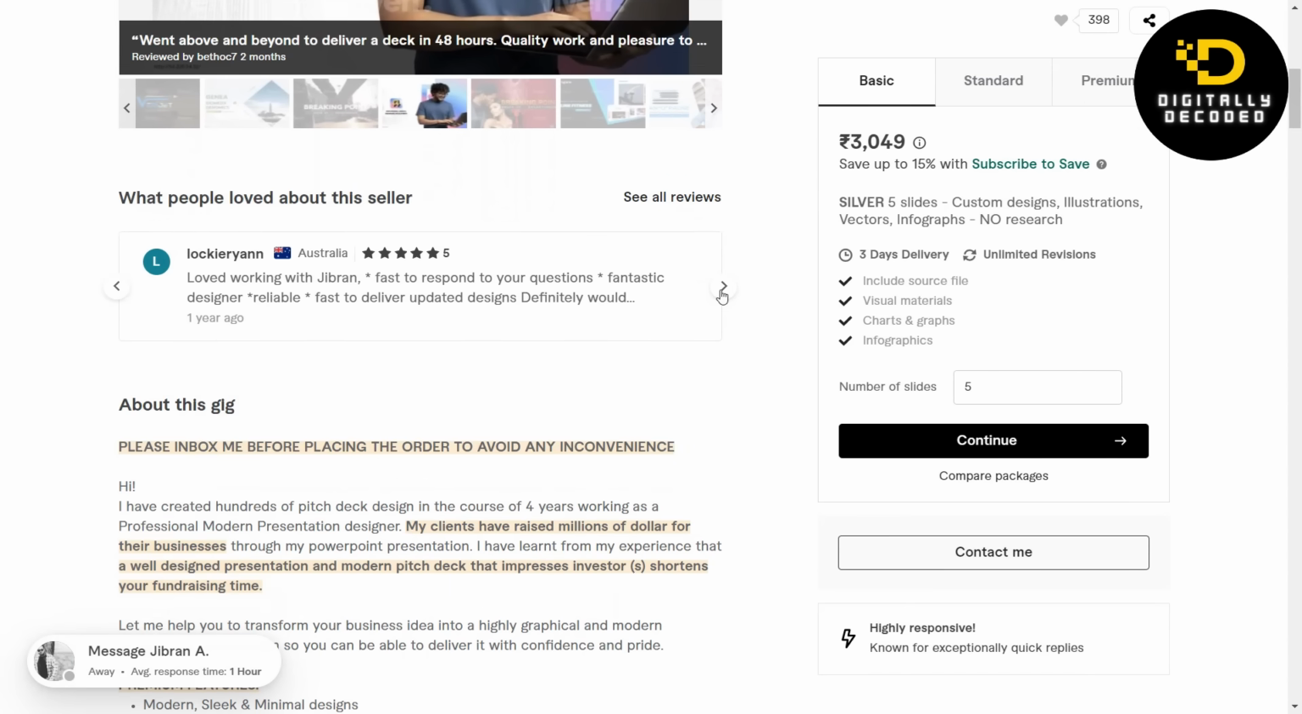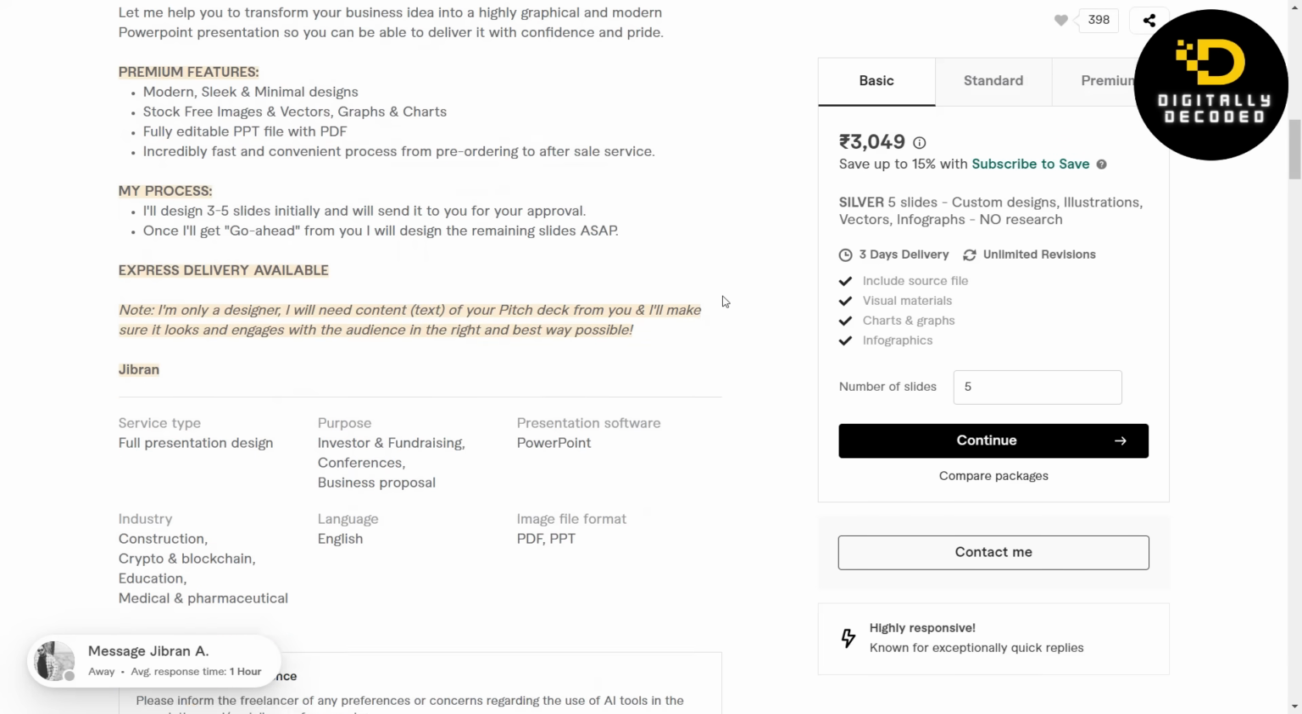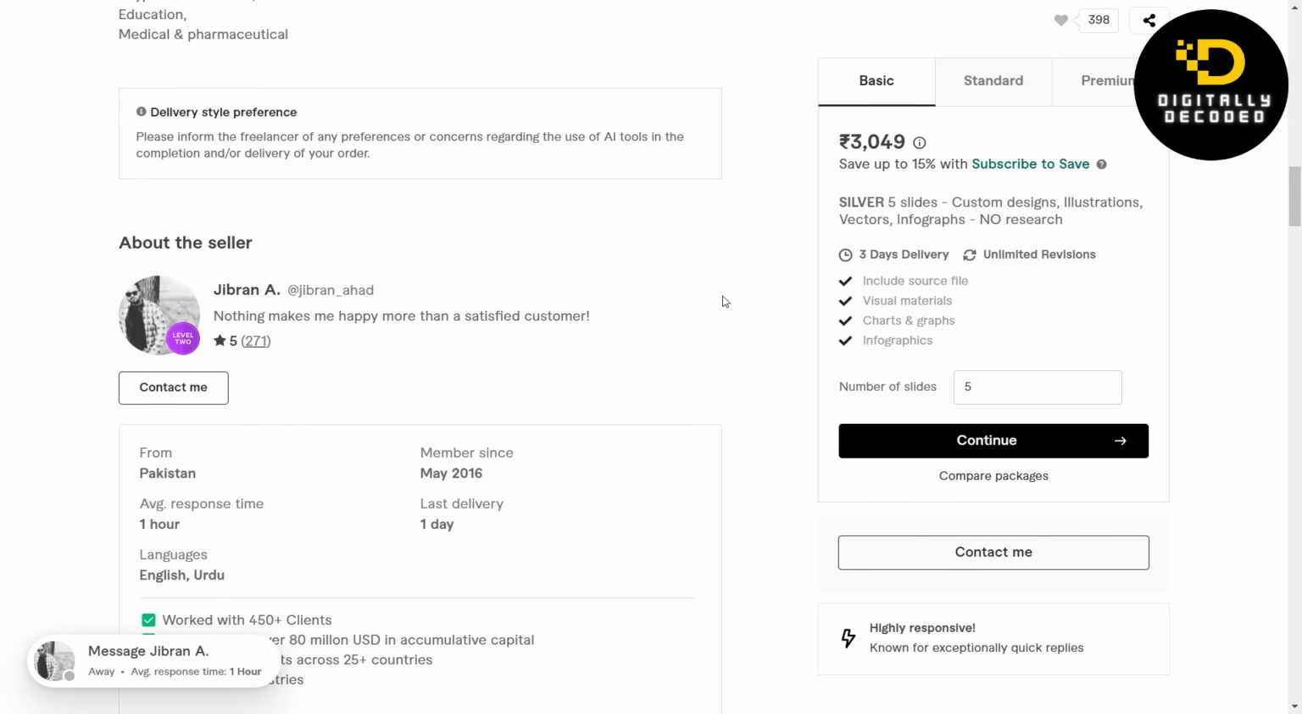Remember to keep the pitch deck concise, visually appealing, and focused on the most critical information. Practice delivering your pitch confidently to ensure a successful presentation. Benefits of pitch deck. A well-crafted pitch deck offers several benefits for entrepreneurs seeking investment or partnerships. Here are some key advantages.